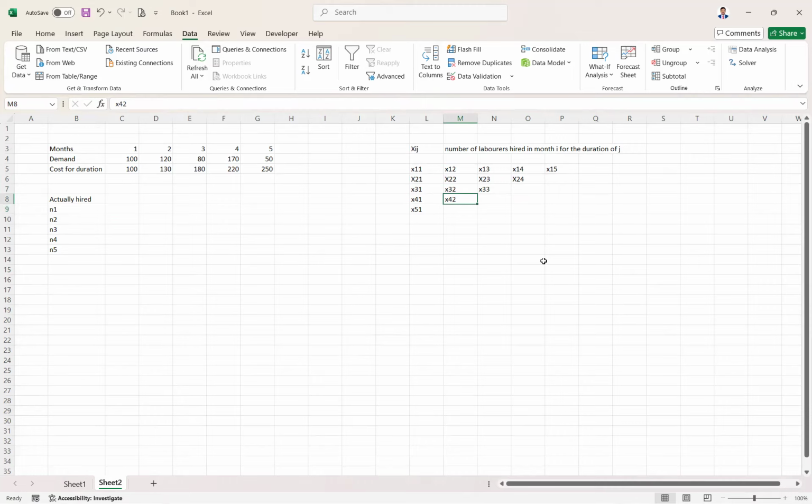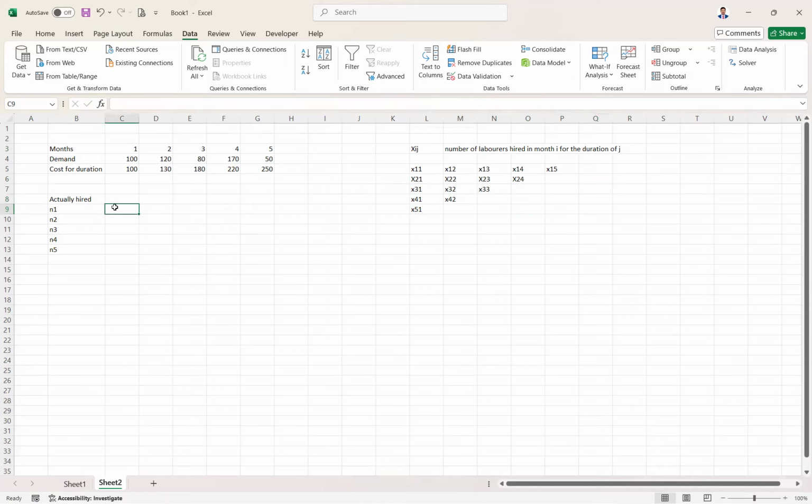X42 means hired in month 4, working for 2 months. So from month 4 and month 5. So 2 months are satisfied. So these are the variables which are involved. So Xij is representing the number of laborers hired in month i for a duration of j months, and these are the entire variables which are going to exist.